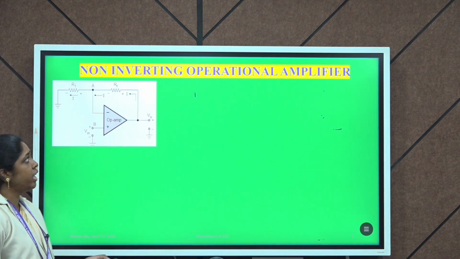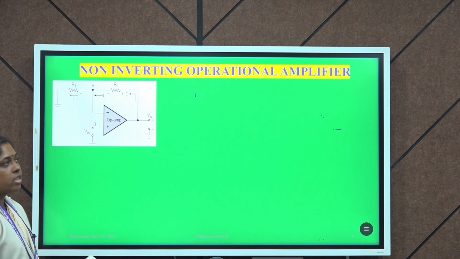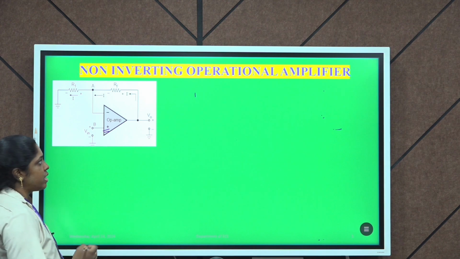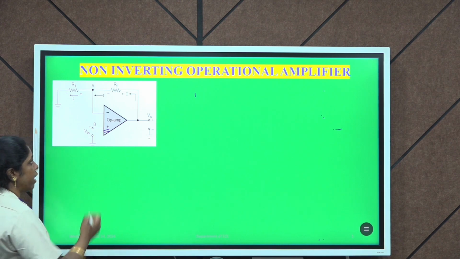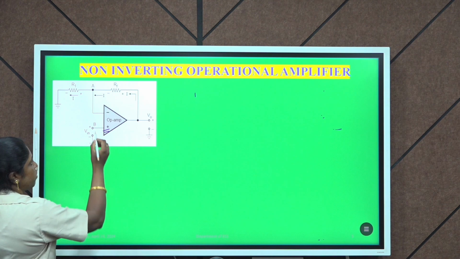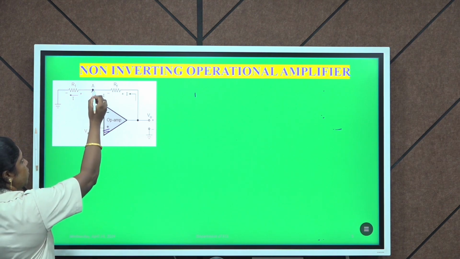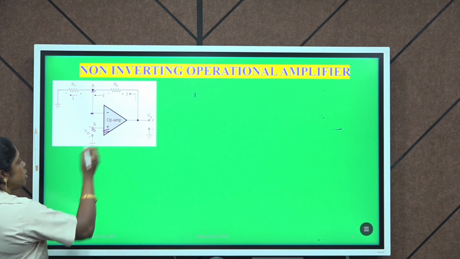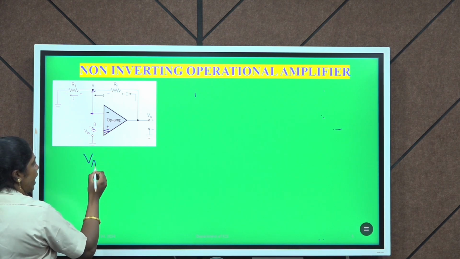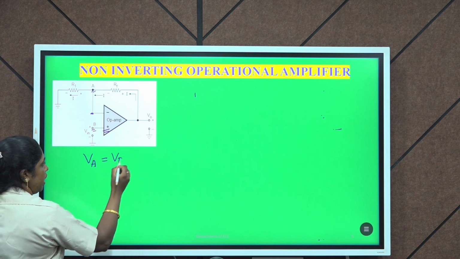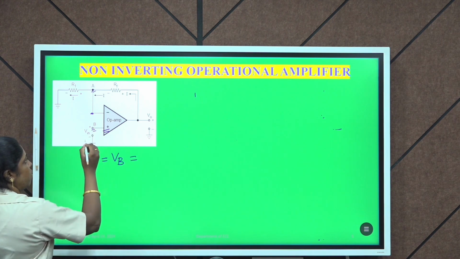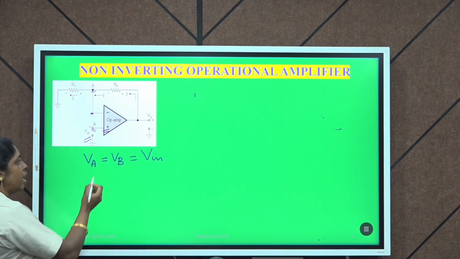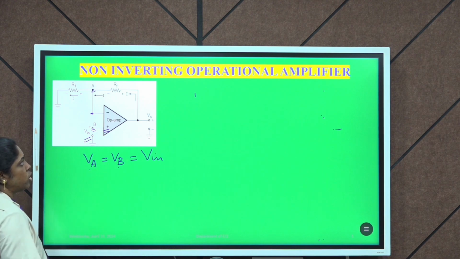Next we will see about the non-inverting operational amplifier. When the input is given to the non-inverting terminal of the operational amplifier, it is called a non-inverting operational amplifier. According to the virtual ground concept, the potential at VA as well as VB needs to be the same in order to achieve more gain. So we can write VA is equal to VB, but at VB the input will be V in. So VA is equal to VB, which is equal to V in.